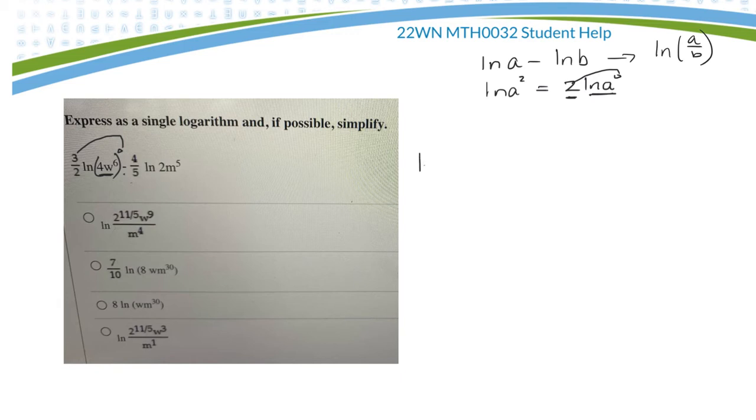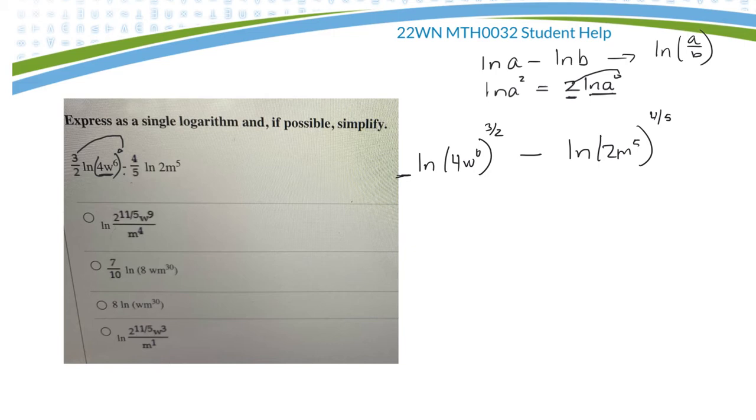So let me write what we have. So ln of 4w to the 6th, and that 3/2 I'm going to put right up there. Minus, same thing with this one. So it'll be ln of 2m to the 5th all to the 4 over 5. Okay, that's a power rule.